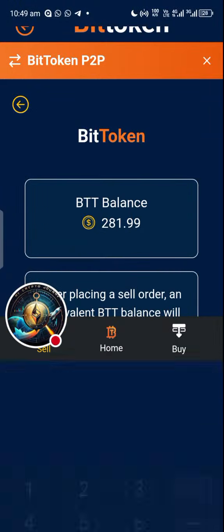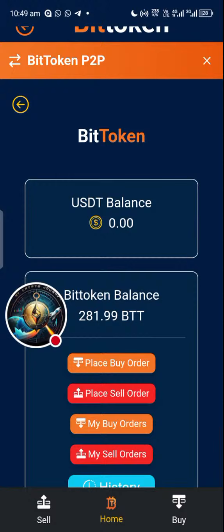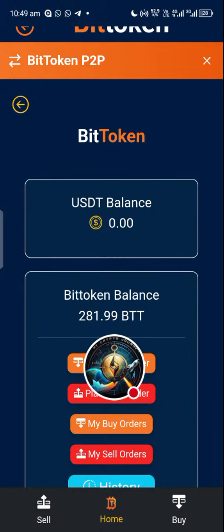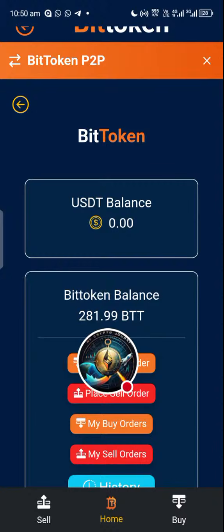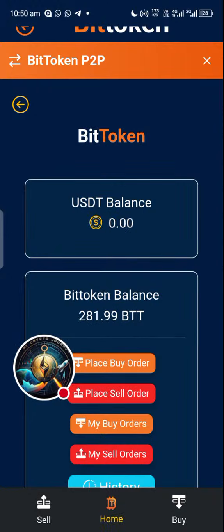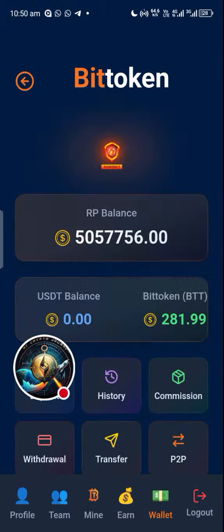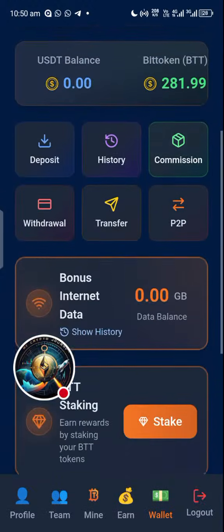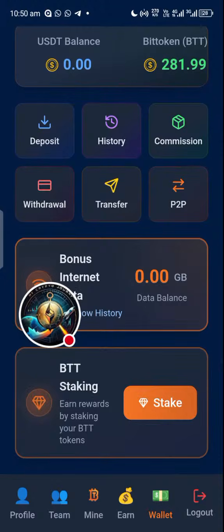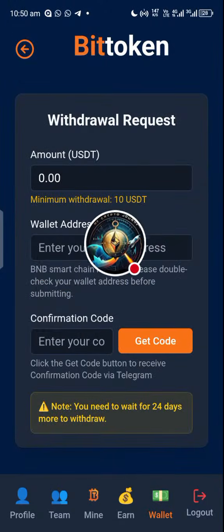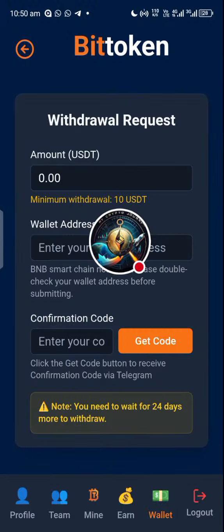Now, the reason why you need to accumulate at least 1,000 BTT before you proceed to place a sell order is because of the minimum withdrawal on the BITTOKEN platform. The minimum withdrawal on the BITTOKEN platform is 10,000 BTT, which is $10. You see, 10,000 BTT will give you $10 when you click on withdrawal. So you can see the minimum withdrawal is 10 USDT.